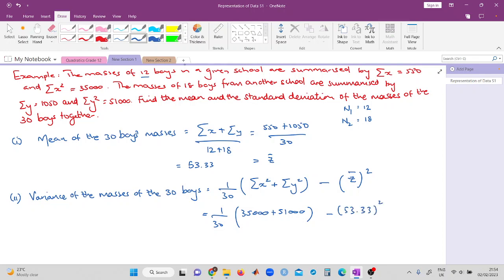53 plus 33 to the power of 2 gives me 22.66. Here it is not the variance but the standard deviation. So the standard deviation will be the square root of the variance. The square root of 22.66 gives me approximately 4.76. Okay, so this is another example on how to work out the mean and the standard deviation.